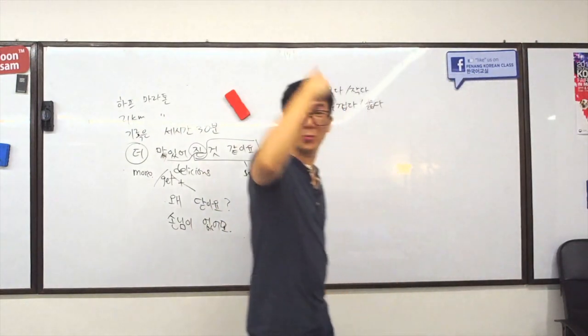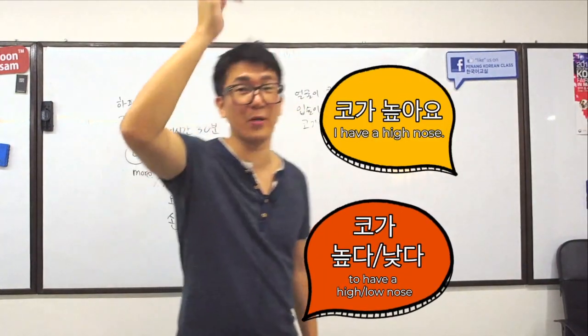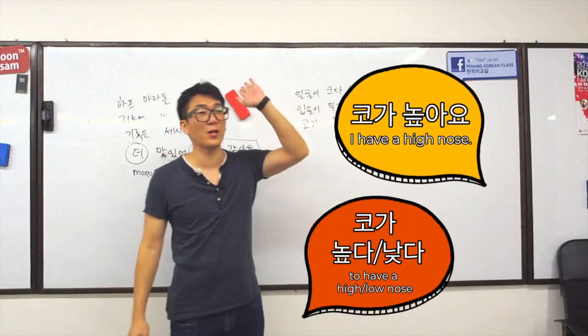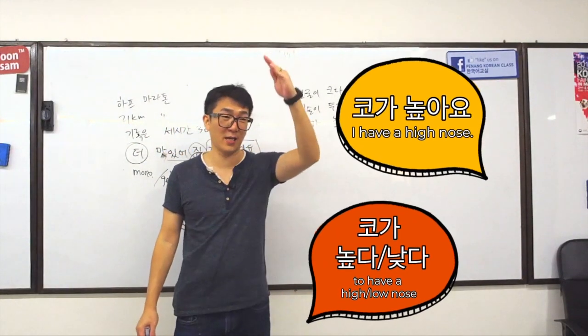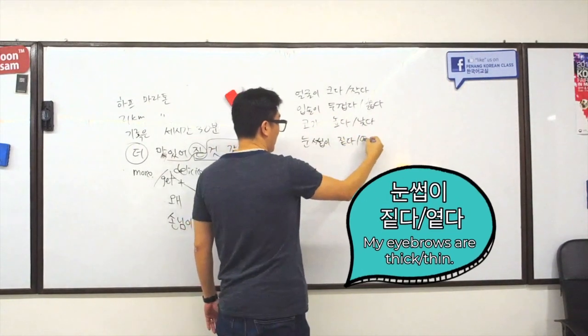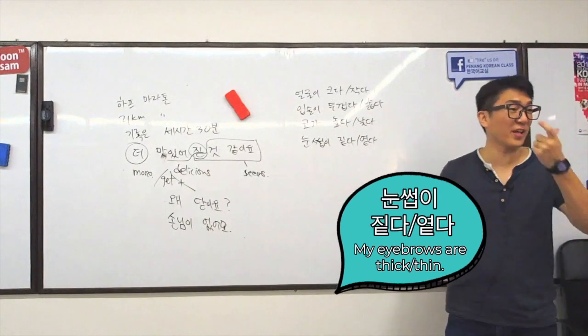코가 높다, 낮다. 코가 높아요. 그 남자는 코가 높아요. High, tall. 코가 높아요 or 낮아요. High and low. 눈썹이 짙다 or 옅다. 짙다 means thick.